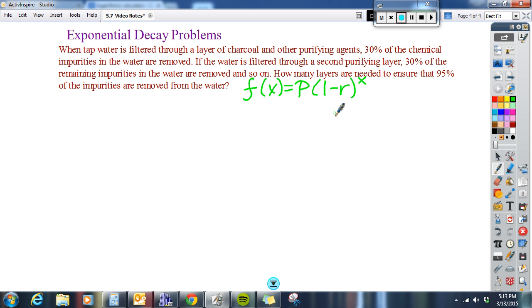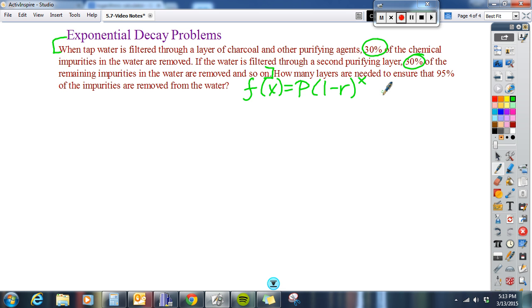Alright, so when tap water is filtered through a layer of charcoal and other purifying agents, 30% of the chemical impurities in the water are removed. If the water is filtered through a second purifying layer, 30% of the remaining impurities in the water are removed, and so on. And so this part is sort of all one thing, describing these layers that are purifying the water. And all this and so on just describes what exponential decay is. It's decaying at this same rate, and the rate is 30%.